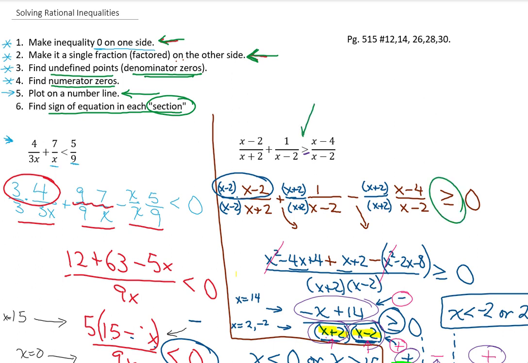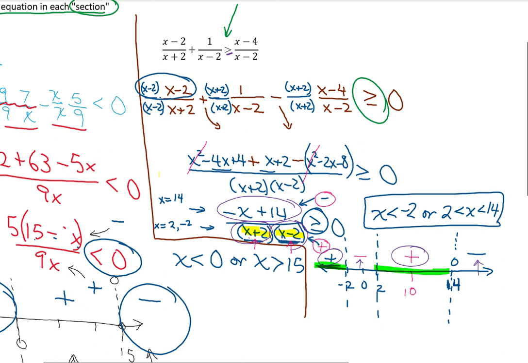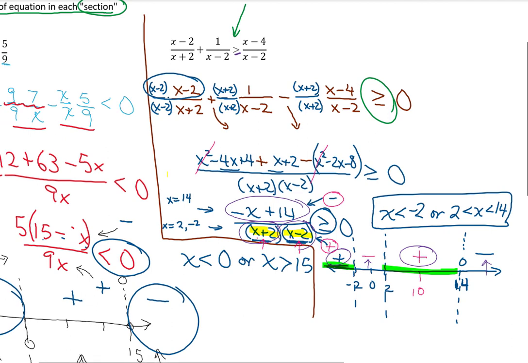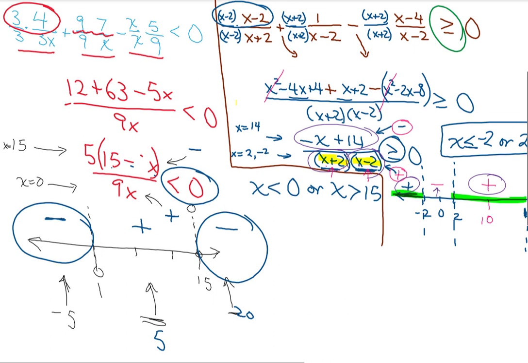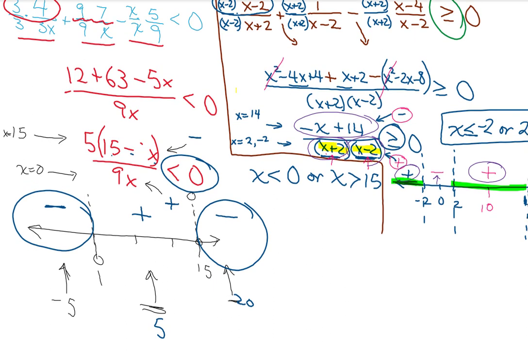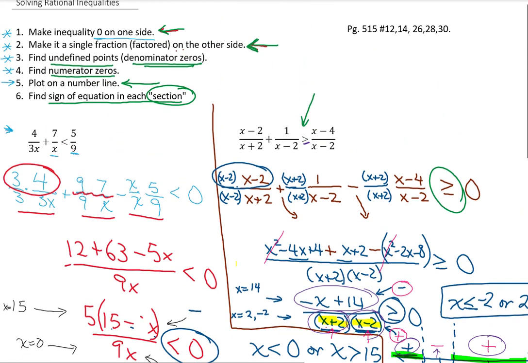Like in this case, where we were looking for positive because it was greater than or equal to 0. So that would mean that these would be included, or equal to, in my final solution. Whereas the other one was strictly less than 0, so I was only looking for the negative regions, like the left and the right. Okay? Hopefully that will help.